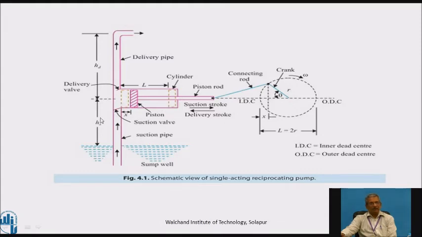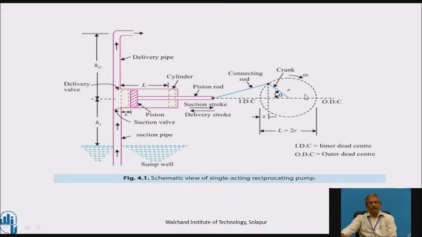Due to that pressure, this suction valve will be closed, because there is low pressure, which is the atmospheric pressure, on the water in the reservoir, in the sump, and there will be high pressure here. So the suction valve will be closed and the delivery valve will be open, due to which the water will be discharged through the delivery valve, through the delivery pipe towards the overhead tank.